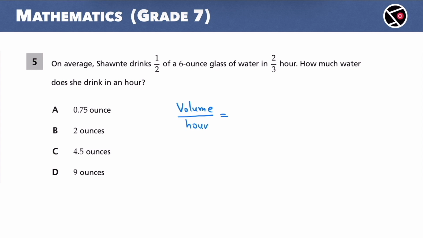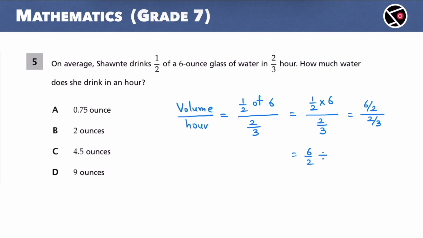The volume she consumes is 1/2 of a 6-ounce glass of water, and she consumes this in 2/3 hours. We have 1/2 of, which is multiply, 6 divided by 2/3. We can write this as 6/2 divided by 2/3. Alternatively, we can write this as 6/2 multiplied by 3/2.